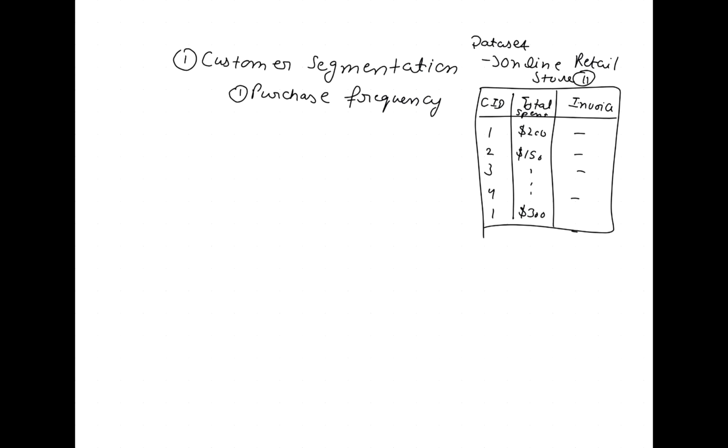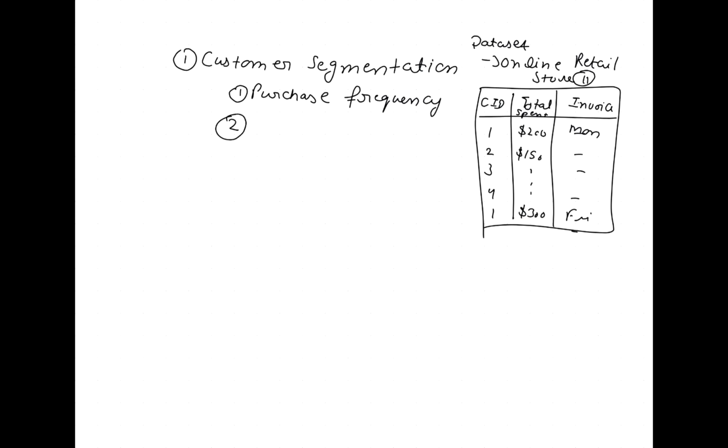How many times they have bought. The first customer has bought, let's say, on Monday. I'm just assuming the day, it will be a date actually, okay? He again bought the product on Friday. So this is frequency, how many times he is buying.